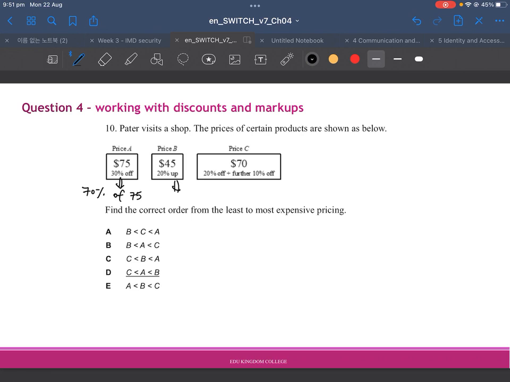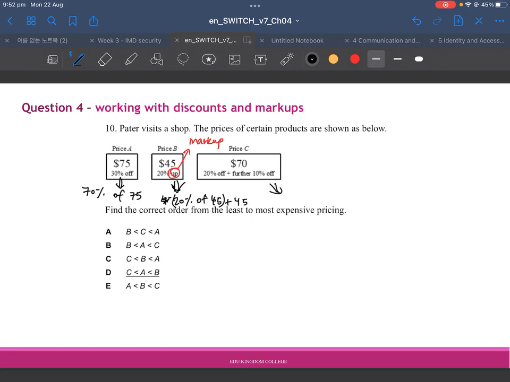Now, here's a place that students might trip up. It says 20% up. This is a markup, not a discount. This is a markup, meaning that the price goes up. Now, that means 20% of 45. Let's just go along with 20% of 45, then add the 45. Now, finally for price C, let's have a look.